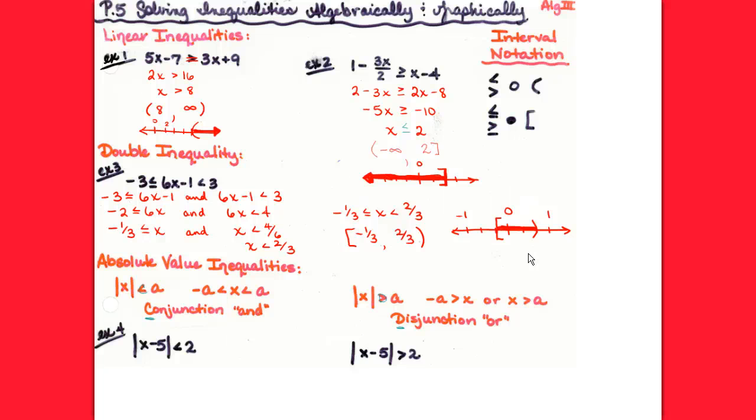All right, then over on page 57, they talk to us about inequalities that have absolute value in them.